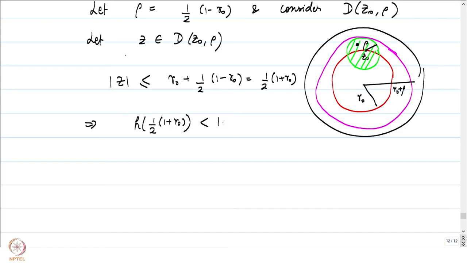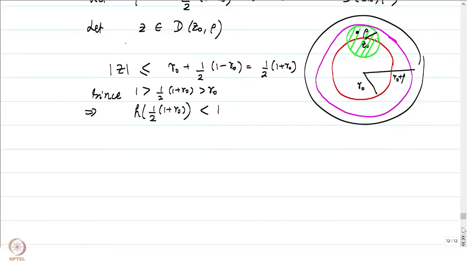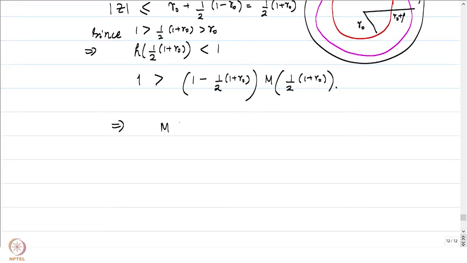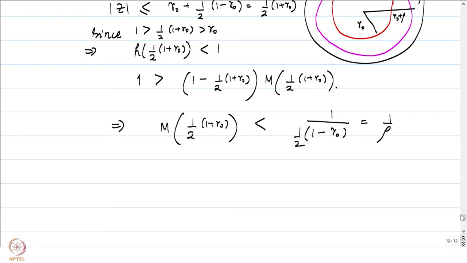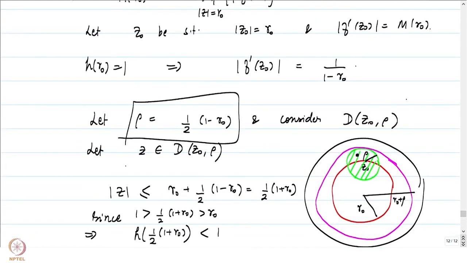That's precisely what our R naught was picked to be. Why is this the case? This is because 1 is greater than half of 1 plus R naught, which is greater than R naught. So this is precisely the reason why we have written whatever we have written. And this is basically telling us that 1 is greater than 1 minus half of 1 plus R naught times M of half of 1 plus R naught. And if we look at this, this tells us that M of half of 1 plus R naught is less than 1 by 1 minus R naught times 1 by 2, which is equal to 1 by rho. If you notice, that's precisely how we had picked rho. So rho was not picked arbitrarily if you think about it.